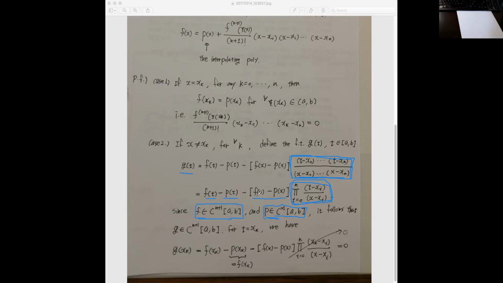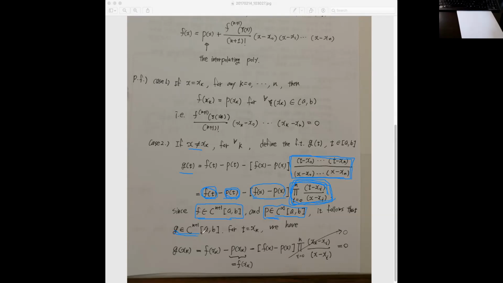So in f of x minus p of x, x is assumed to be given as a specific real number, but not one of the nodes. So f of x minus p of x is a real number, and this is a polynomial. And then f of t belongs to C^(n+1), p of t belongs to C infinity, so g belongs to C^(n+1). Does it make sense? Because the polynomial belongs to C infinity, this one belongs to C infinity, and this one belongs to C^(n+1). So g belongs to C^(n+1).